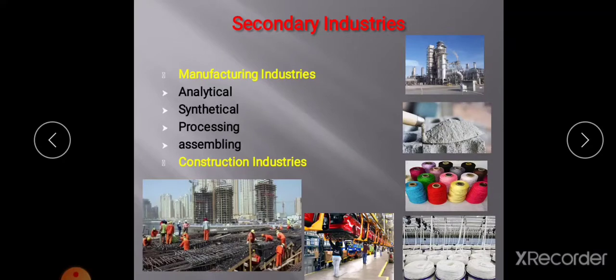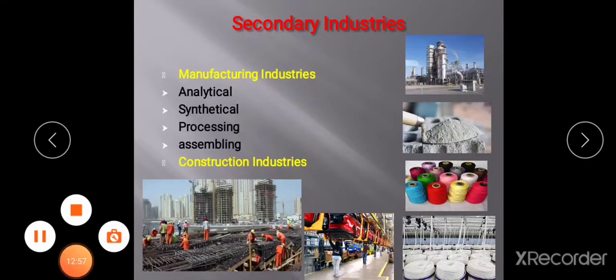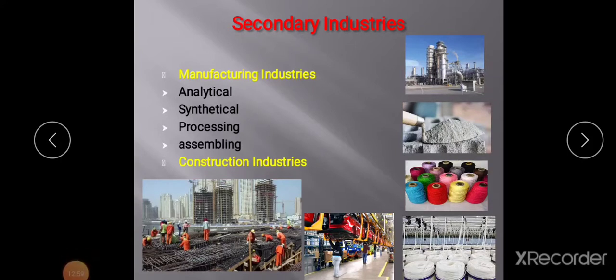Next one is construction industries. Construction industries are those industries which are engaged in the construction of buildings, roads, bridges, dams, flyovers, etc. These industries use the products of manufacturing industries, that is cement, iron, bricks, and extractive industries, example sand and wood. The products of construction industries are immovable as they are erected, built or fabricated at a fixed place.